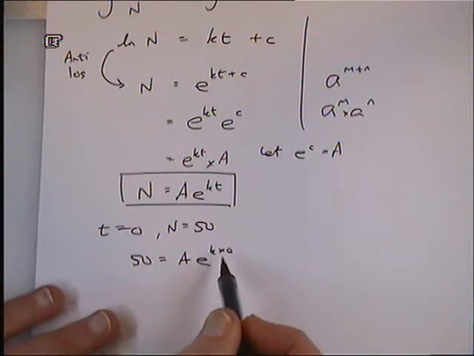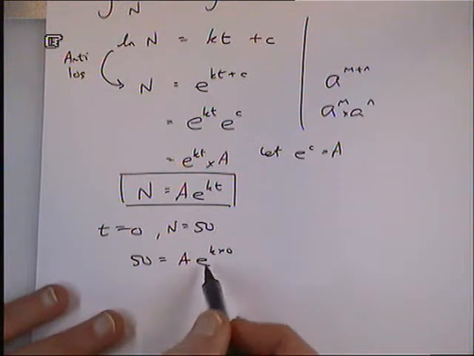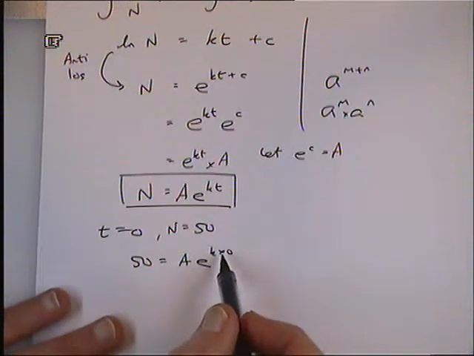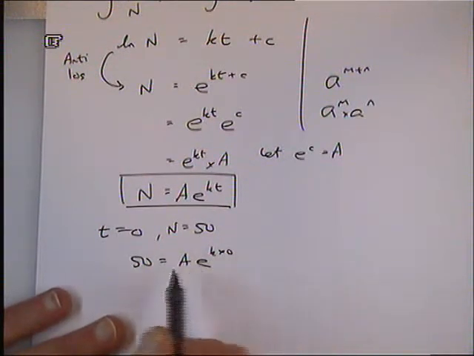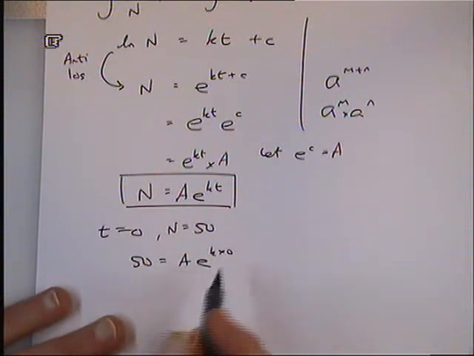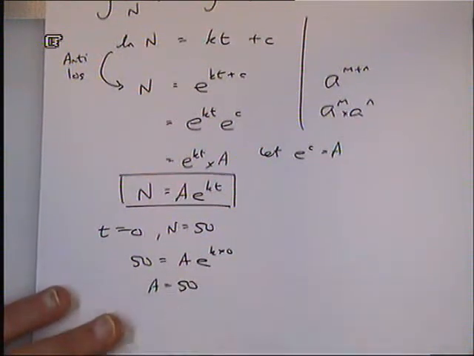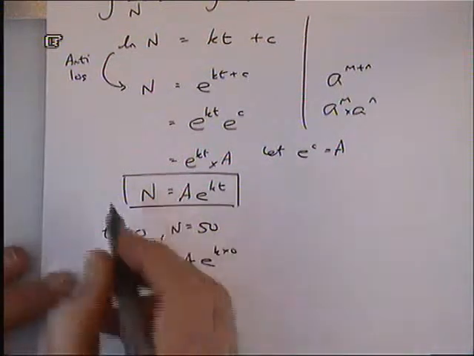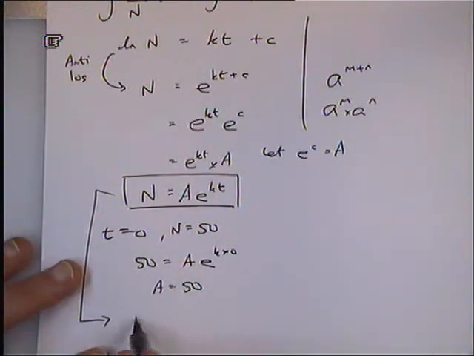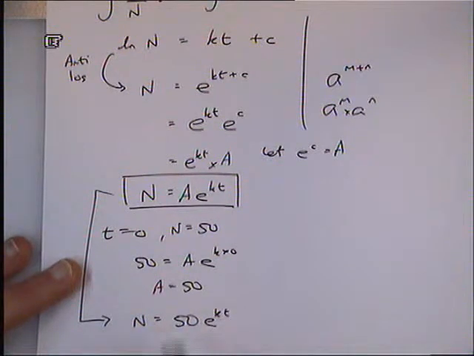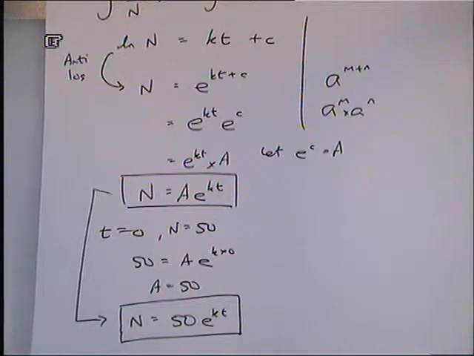This will be e to the 0. What's e to the 0? 1. Yep, so that's 1. So this is a times by 1. In other words, we have just found out that a is equal to 50. So that formula can be rewritten as N equals 50 e to the kt. So we got rid of one of the letters, the a, but we've still got that k in there.